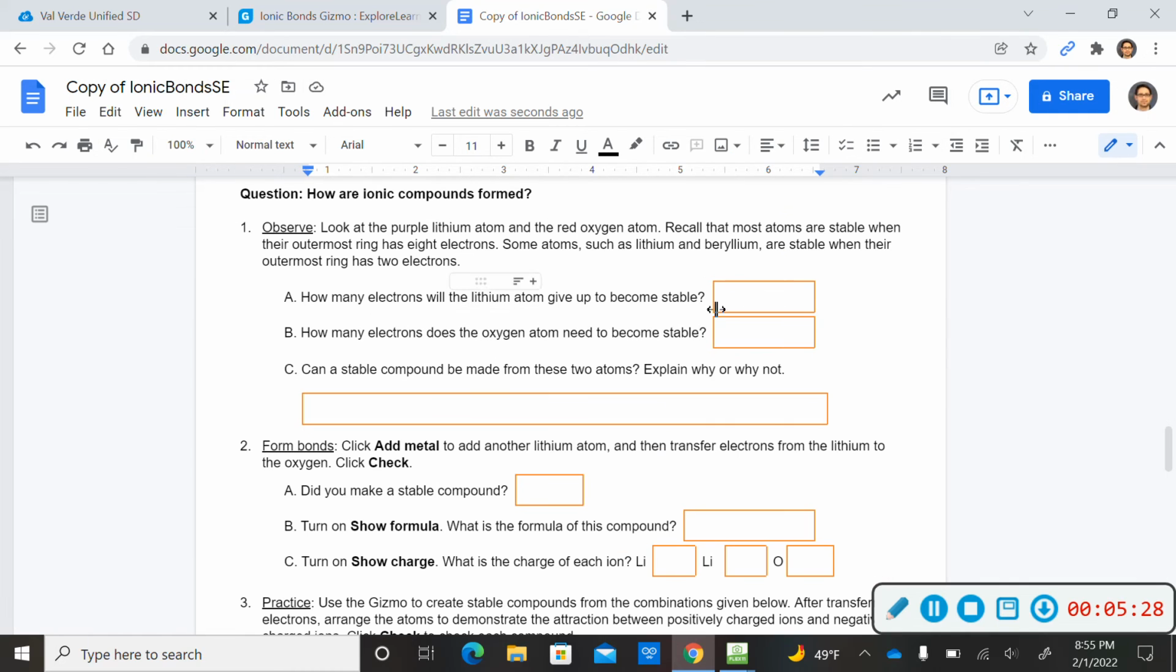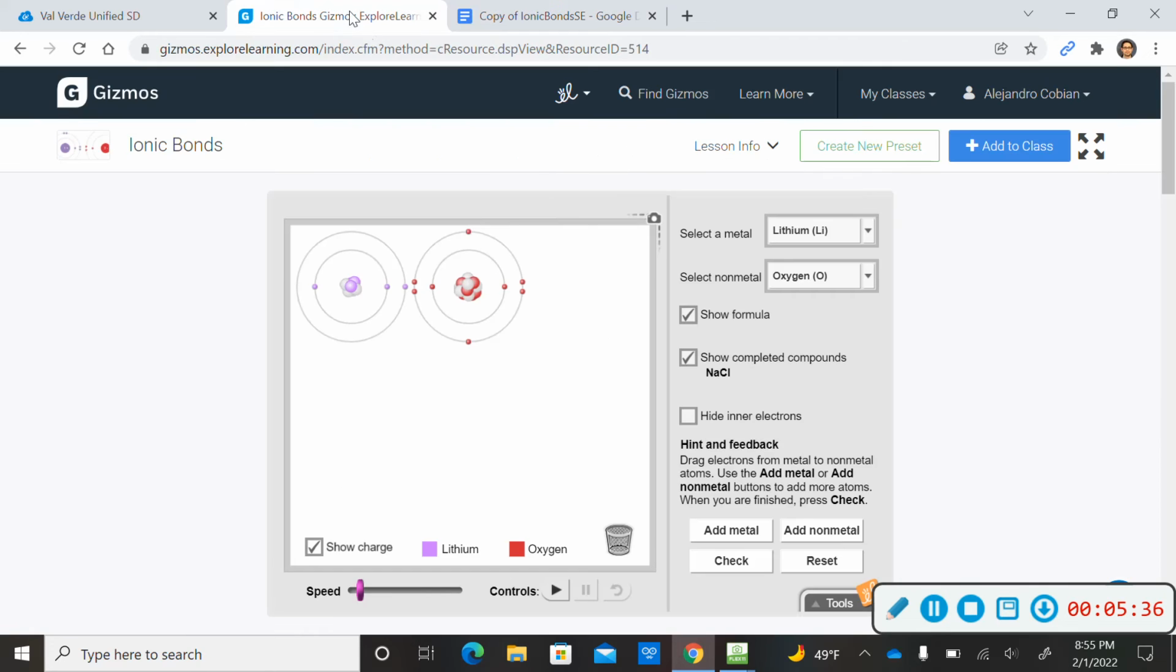So we're going to go ahead and answer all these questions. You make your assumption about how much lithium has to lose to be stable, and how much oxygen needs to gain to be stable. Notice right here, look closely, remember, you need a full valence shell. In this case, it would be easier for lithium to lose an electron to have a full valence shell, and it'll be easier for oxygen to just gain an electron. But let's check for the stability.